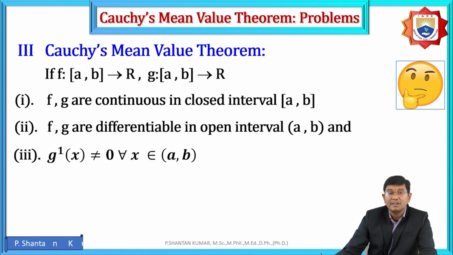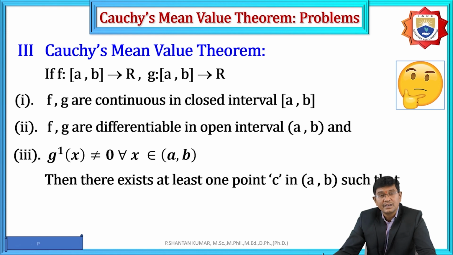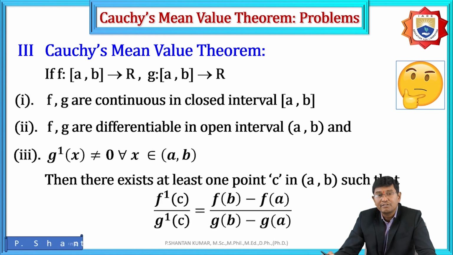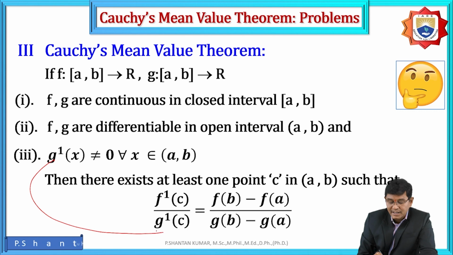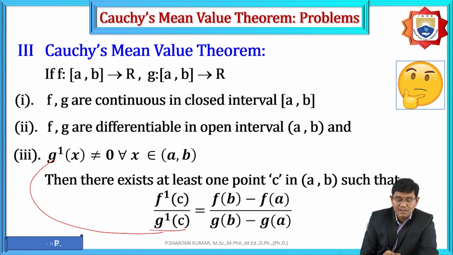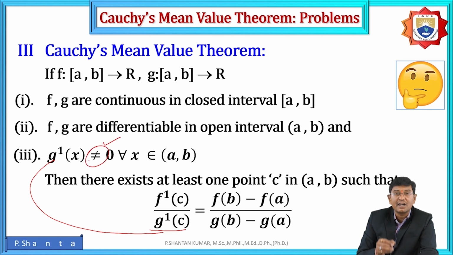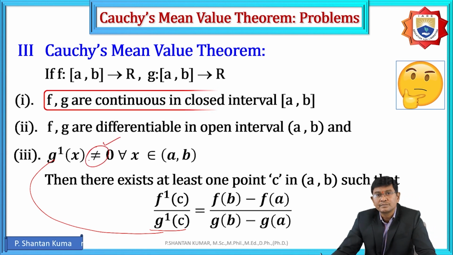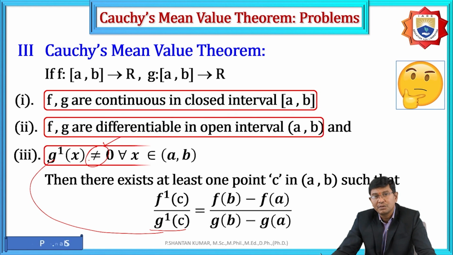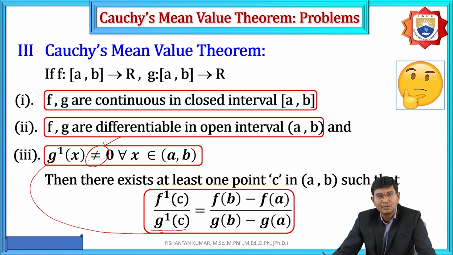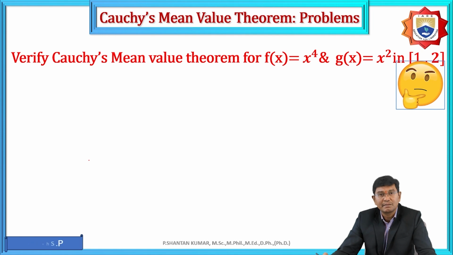Then there exists c belonging to the interval such that f dash of c by g dash of c is equal to f of b minus f of a by g of b minus g of a. It is a condition, provided here g dash of x is not equal to 0. If g dash of x is equal to 0, for example, the value would be infinite. Therefore, for that reason, we should clearly satisfy that it is not equal to 0. That is continuous and derivable, provided f dash of c by g dash of c is equal to f of b minus f of a by g of b minus g of a. Then there is c belonging to the interval.